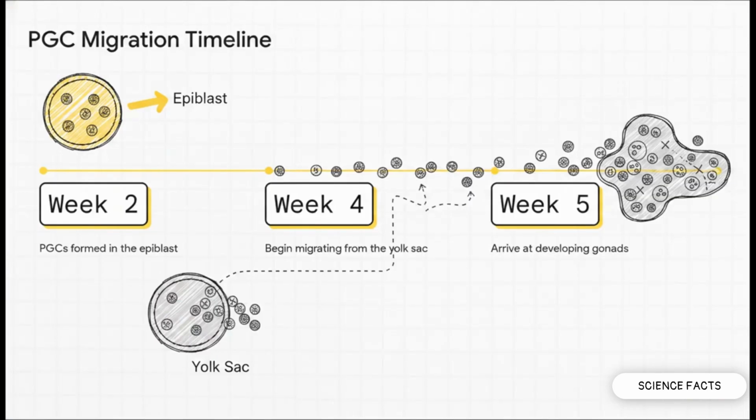So before the male and female gametes diverge into these wildly different developmental paths, they actually share a common starting point. And you'll want to pay close attention to these temporal anchors right here because they frequently show up as trick questions on exams. In week 2 of development, our primordial germ cells are formed in the epiblast. Then, during week 4, they begin this epic sprawling migration from the wall of the yolk sac. By the end of week 5, they finally arrive at the developing gonads, and during this entire journey, and even after they arrive, they're multiplying rapidly via mitotic divisions just to build up a solid starting pool of cells.